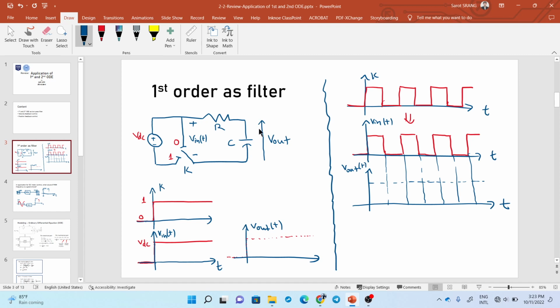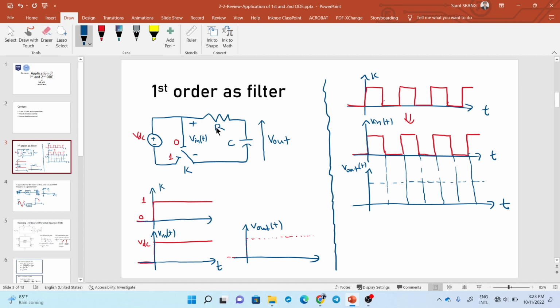So now we look at the property that this system behaves like a filter. Okay? So the term low pass filter means, so this is low pass. Low pass filter means all the high frequency input will be filtered out. Okay? High frequency signal from the input will be filtered out. Only low frequency can pass through the system.